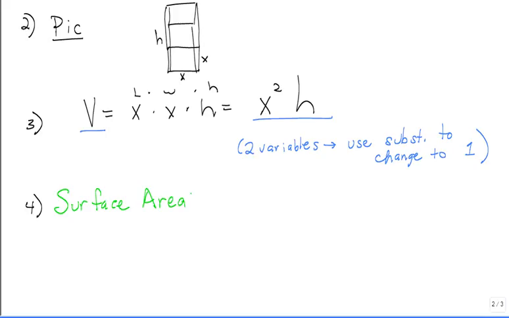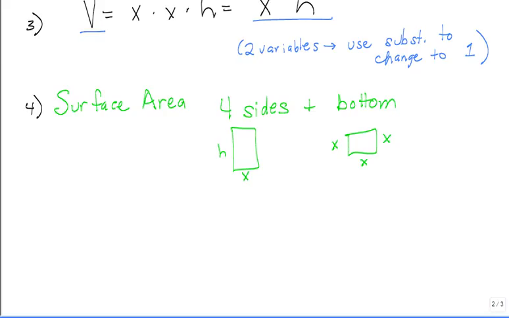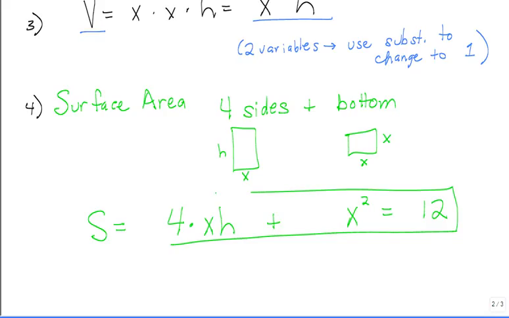of this box, and this box has 4 sides plus the bottom. We don't have a top. So the 4 sides are x by h, and the bottom is x by x. And the area of that, you have 4 sides. The area of each one is x times h plus 1 bottom, which is x squared. If it had a top, then that would be 2x squared. Okay, so this is the surface area, and we know that's 12. So we get another equation here that's equal to a number.